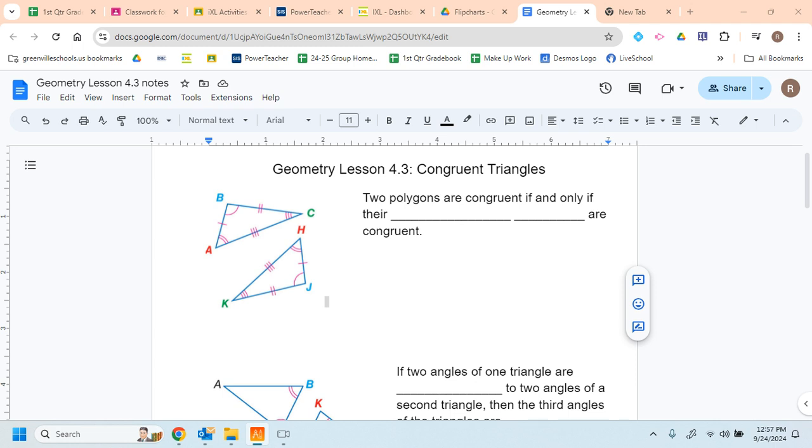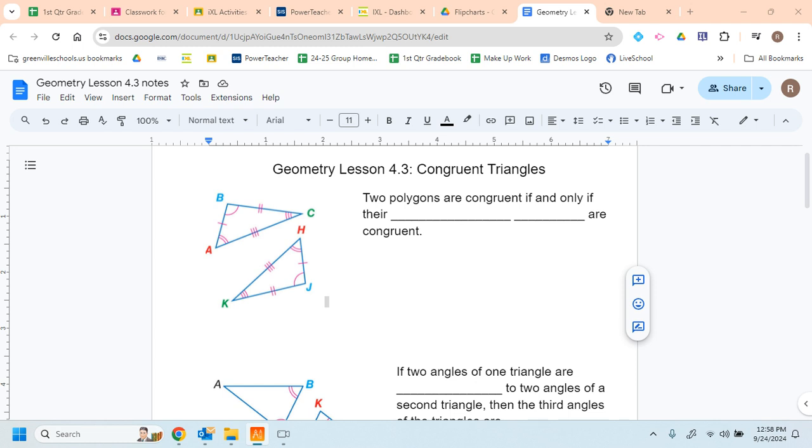So let's look at the sides. AB goes with HJ because they both have one congruency dash. BC has 2, goes with KJ, which has 2, and AC goes with KH, because they both have 3 congruency symbols. So those are, ABC is congruent to HJK.